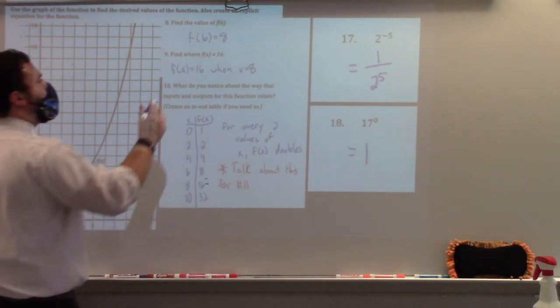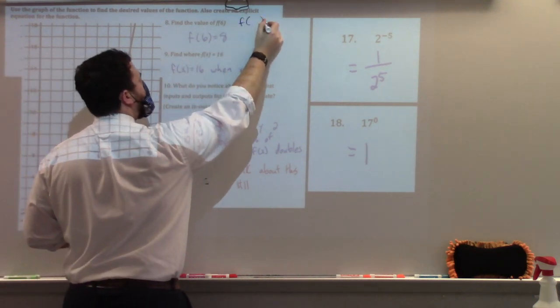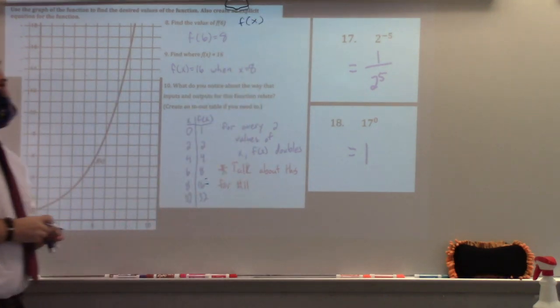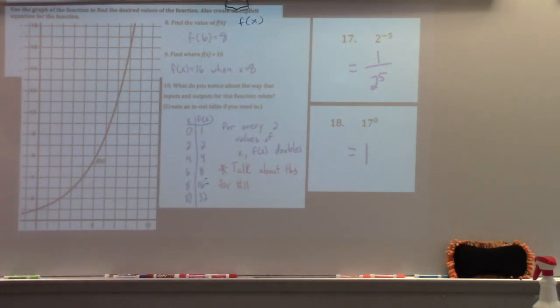Remember, it's usually f of n or f of x, right? That's function notation. That's not multiplication. It's not where you're starting. What is that 6 taking the place of?